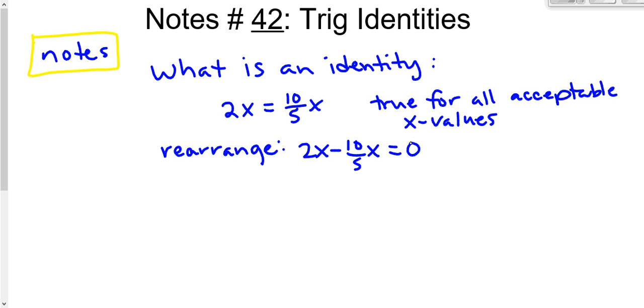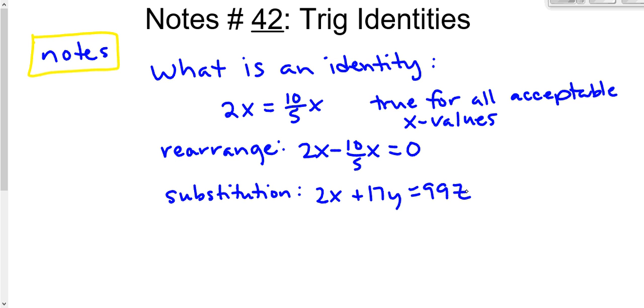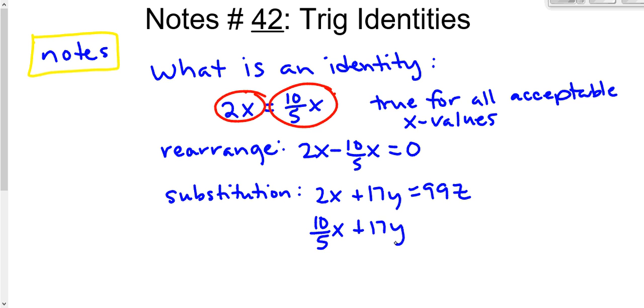Another thing you can do with an identity is use it for substitution, and you're going to see this a lot in what we do. Maybe I have the equation 2x plus 17y equals 99z. Knowing that 2x is equal to 10/5 x, I could substitute 10/5 x in there for 2x if I had a reason to, and this equation would be true. Basically I'm just giving you an idea of what identity means in math and how we might be using it.